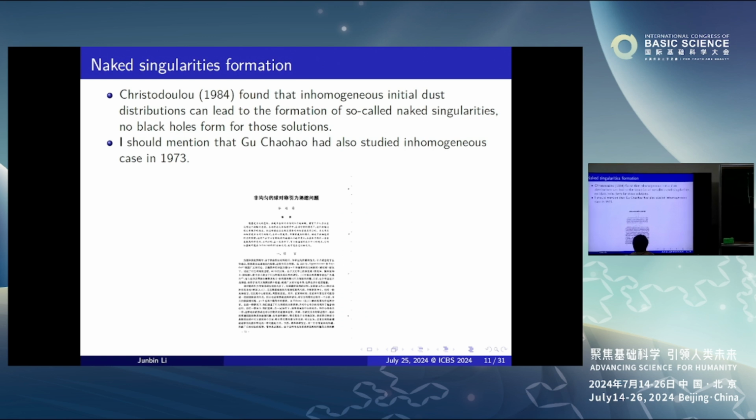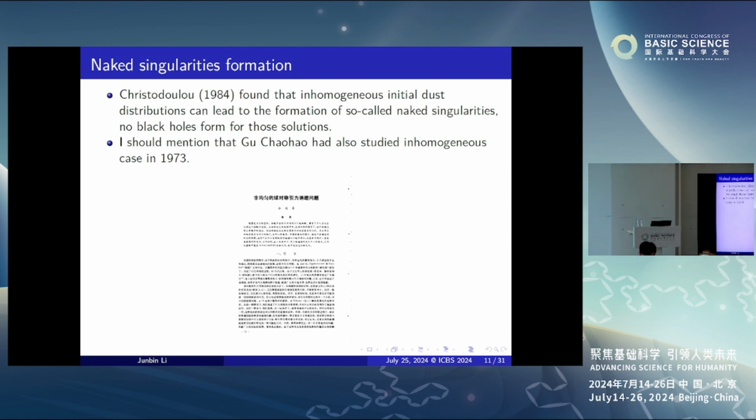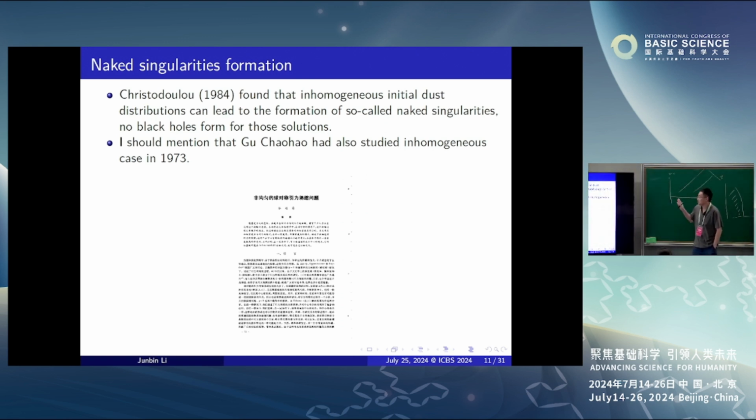Let me just make a remark which is actually not tightly related to today's talk. If one studies inhomogeneous initial dust distributions, Christodoulou found that it can lead to the formation of so-called naked singularities. In this case, no black hole forms for this solution. Its end state is not a black hole, and Peng gave a lecture on his paper at BIMSA.